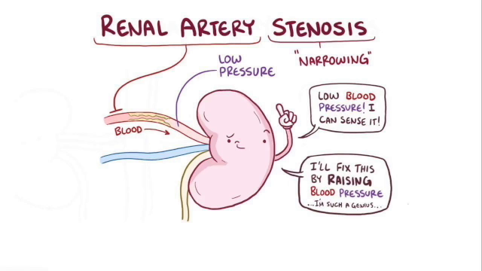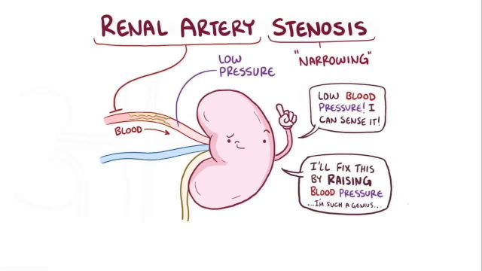Pathophysiology of renovascular hypertension is decreased renal blood flow leads to an activation of the renin-angiotensin-aldosterone system. So remember the JGA, the juxtaglomerular apparatus, which is the macula densa cells, they're no longer touching the glomerulus, thus indicates there's a decrease in flow, and they secrete renin in response to increase the blood pressure.